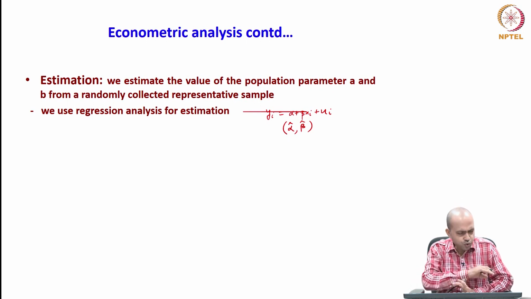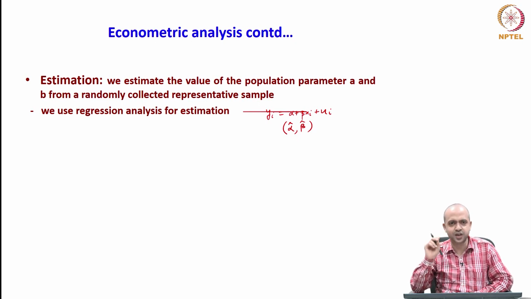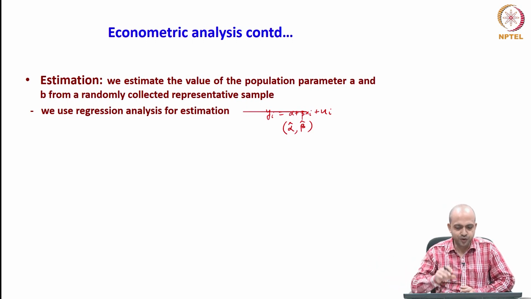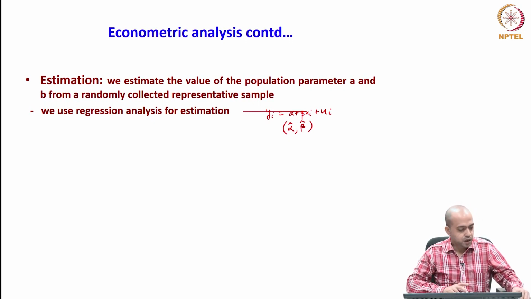Regression. So, throughout our discussion on econometrics, there is a single technique for estimation, which is regression. The detailed procedure of regression we will discuss in detail in a later part of our discussion, but for the time being you just keep in mind that there is only one technique that is available to estimate this alpha hat and beta hat, which is called regression analysis.